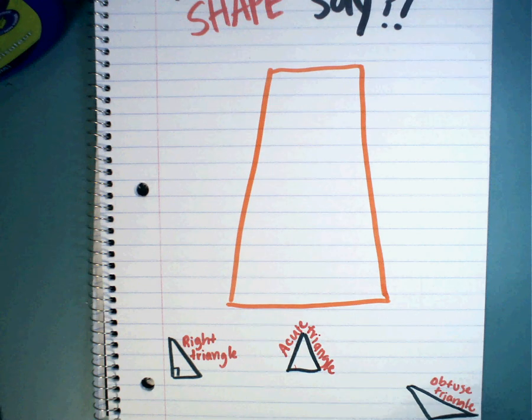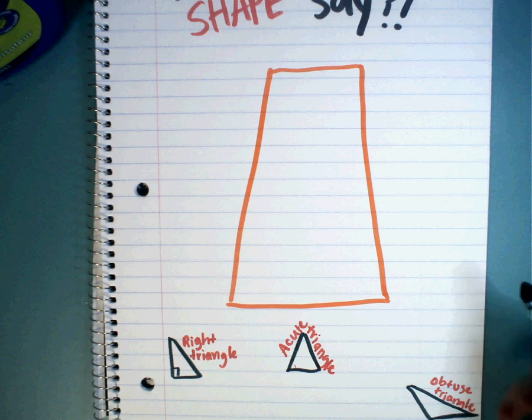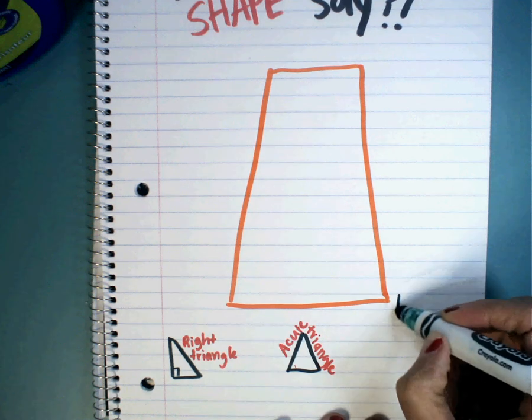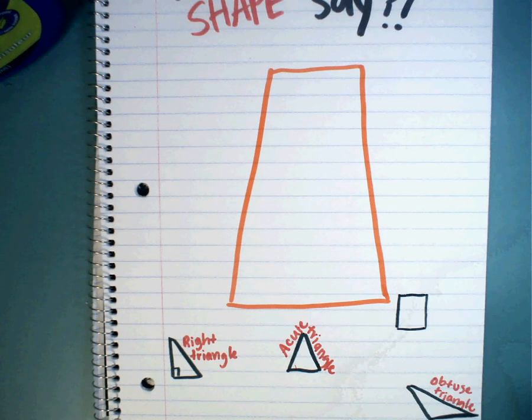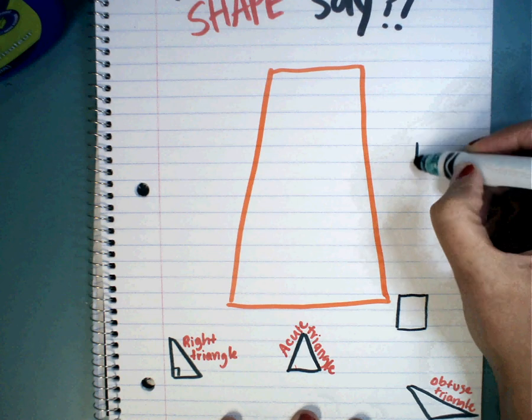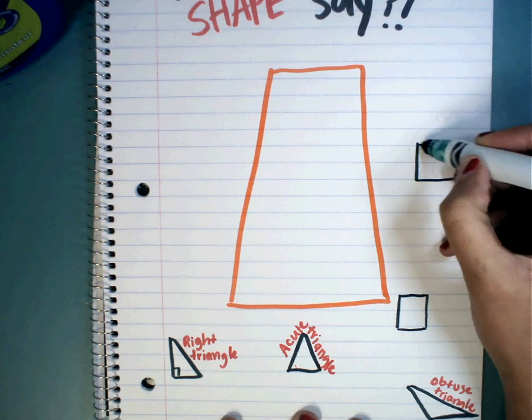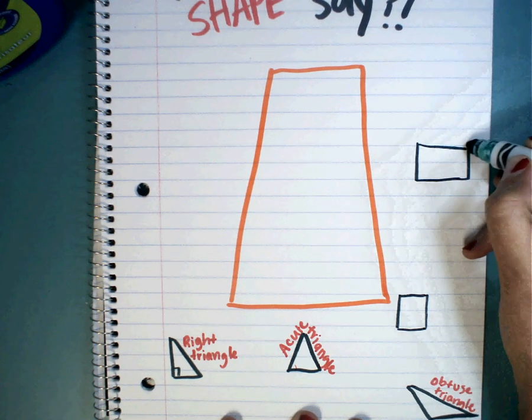So I want you to draw one shape right here. Okay? I want you to draw something else over here. Oops, got a little off right there. I want you to draw something else right up here.